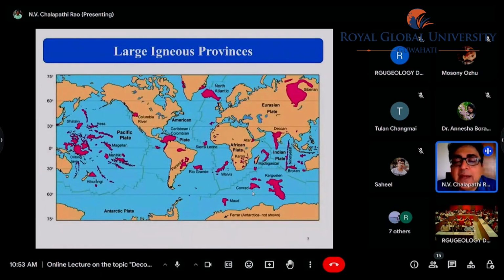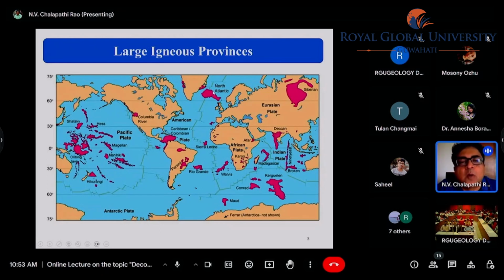Can you see slide number 3? Yes. Now, if you look at this present-day global map, you find a lot of pink-colored patches shown all over the world. You look at India, they occupy a major portion of India as well. But if you go to Siberia and Russia, there's a huge patch.